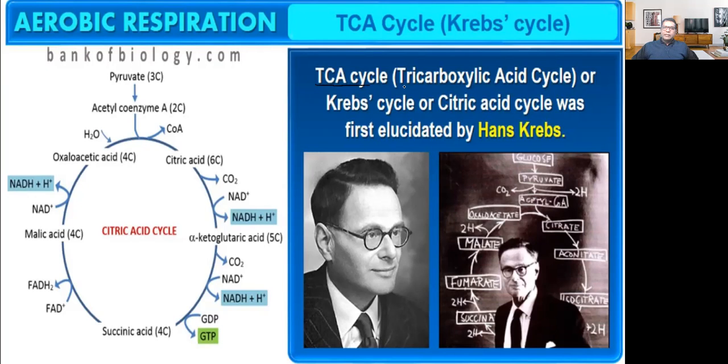What is TCA? TCA stands for tricarboxylic acid cycle. Another name of this TCA cycle is Krebs cycle, or citric acid cycle, which was elucidated by Hans Krebs, therefore it is also known as Krebs cycle. What happened here? This pyruvic acid, which contains 3 carbons, is converted into acetyl coenzyme A before entering the citric acid cycle or Krebs cycle.